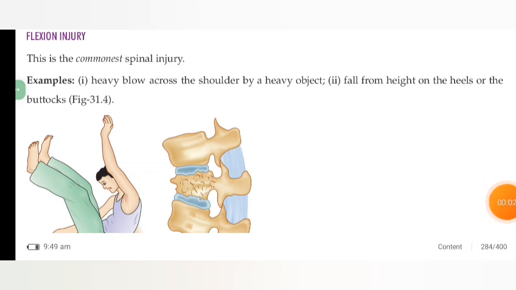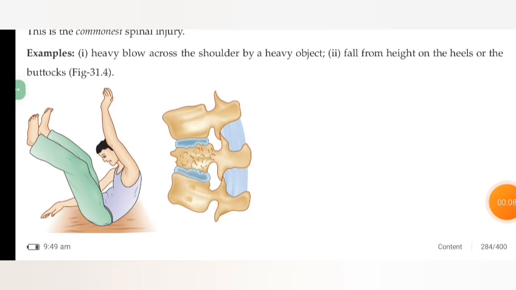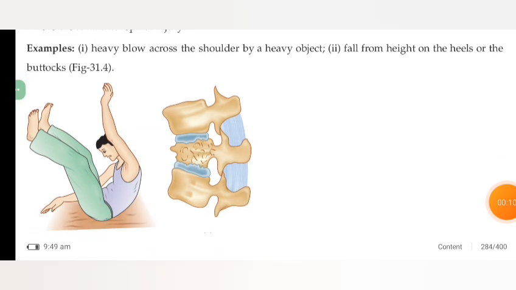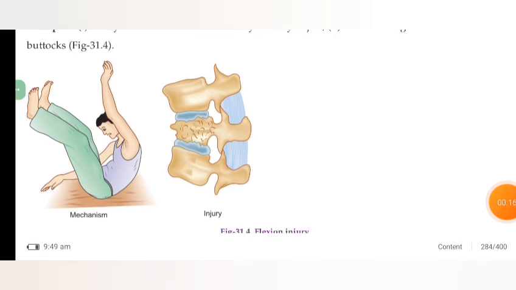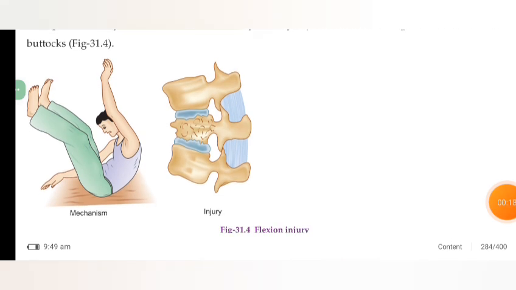Flexion injury. This is the commonest spinal injury. Examples: a heavy blow across the shoulder by a heavy object, or a fall from a height on the heels or the buttocks. These are the pictures in flexion injury, and we can see in this diagram the injury mechanism.